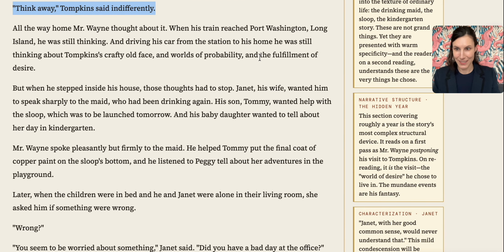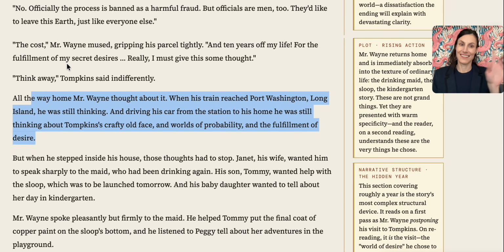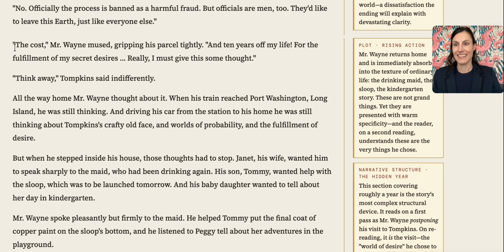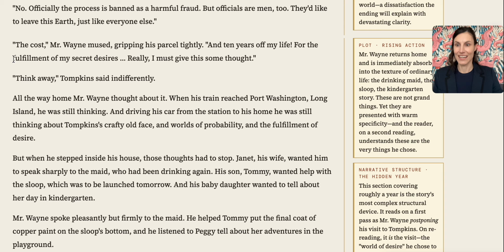And then we also find out that he's driving home. So here's where we get this part here. Now, after we read it, we're going to know that he did indeed do this. Because here he's showing, "I'll really give it some thought, think away." And then it switches to him driving home, right?